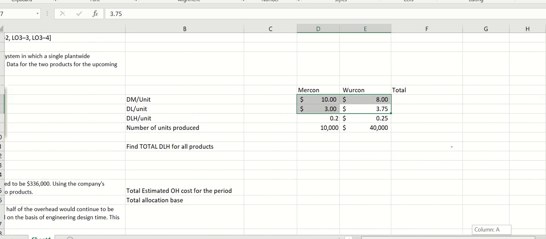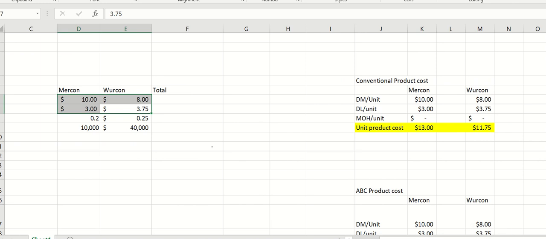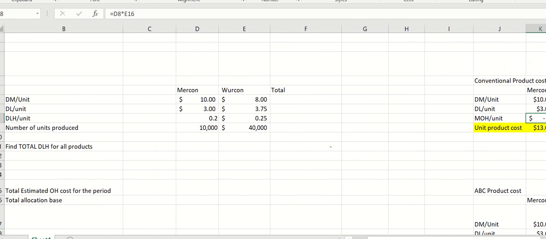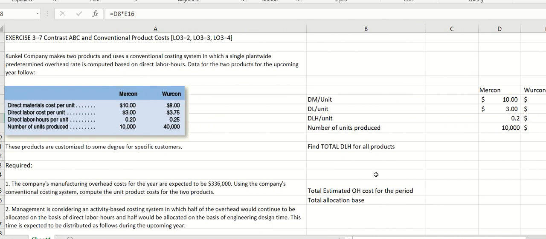And so we're asking for unit product costs. For product costs, you need direct materials per unit, direct labor per unit, and manufacturing overhead per unit, which is applied. And so I need to figure out this manufacturing overhead per unit to complete the problem. We need to find that manufacturing overhead per unit based on the predetermined overhead rate.